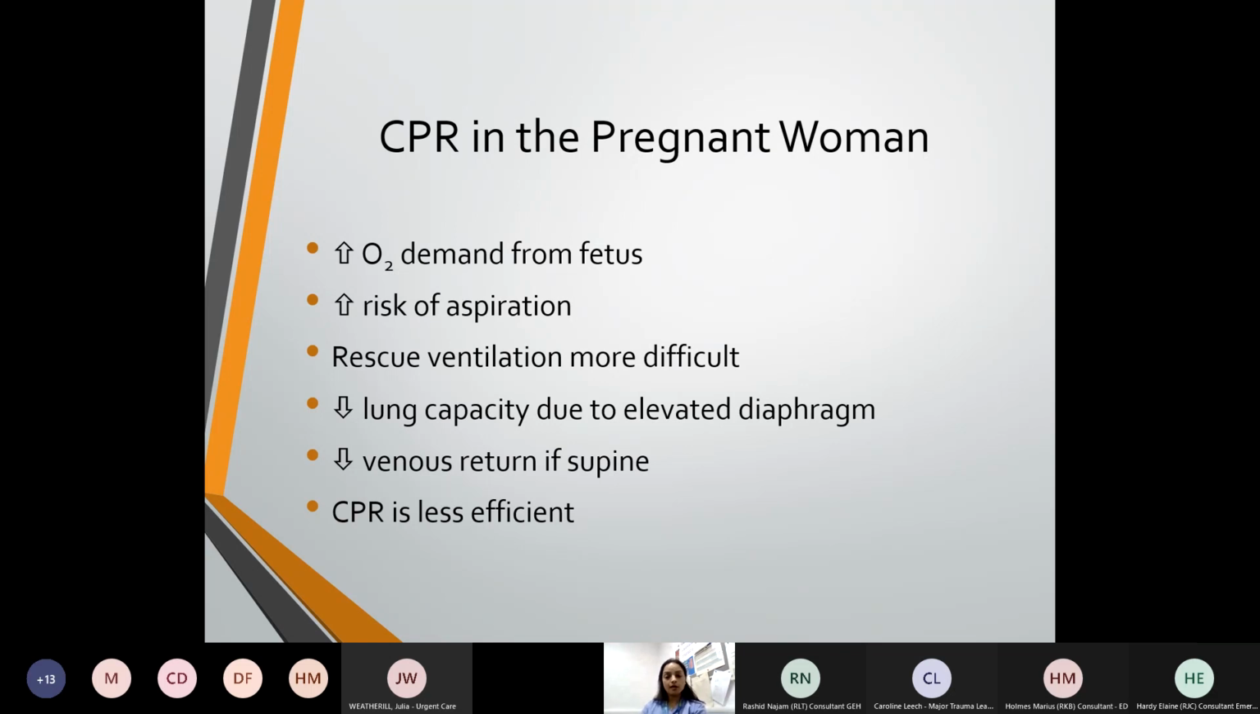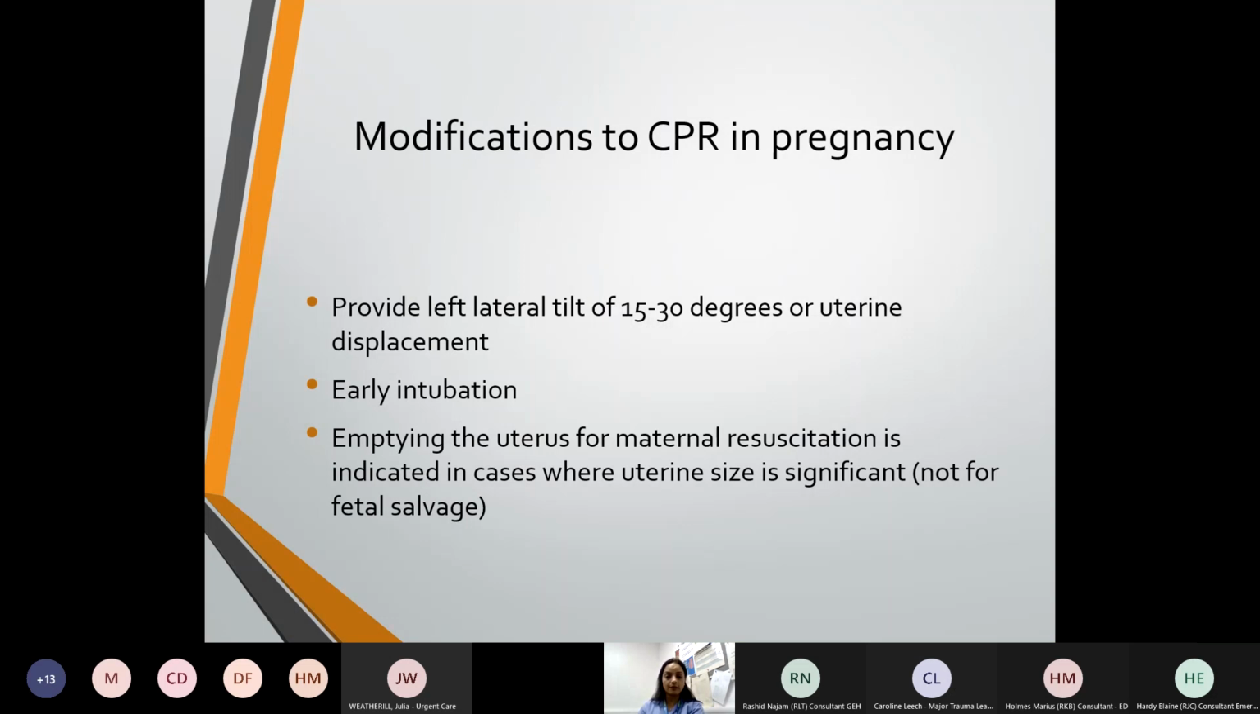When we relooked and had a debrief about the whole thing, this mother had very big, massive breasts, and it was very, very tricky to get IV access, and very tricky to get the chest compressions. So overall, the CPR was less efficient in her case. I'm just talking about my particular experience, but that is what is documented in lots of publications as well.